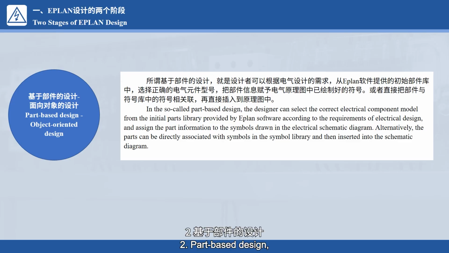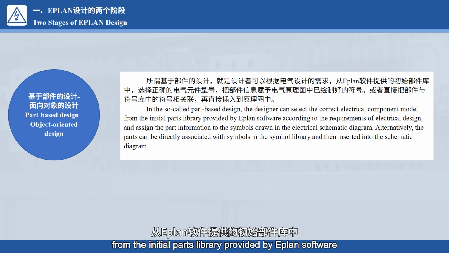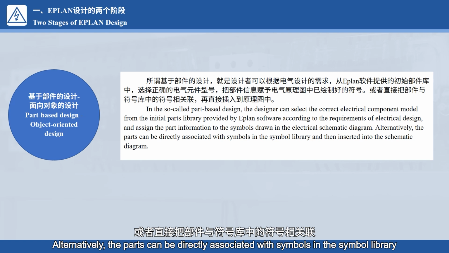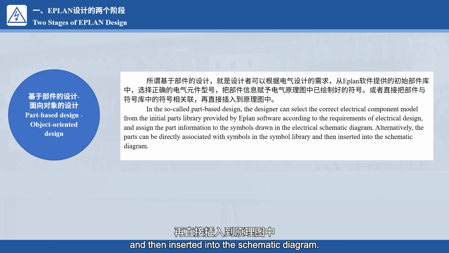2. Part-based design, also known as object-oriented design. The so-called part-based design means that the designer can select the correct electrical component model from the initial parts library provided by E-Plan software according to the requirements of electrical design and assign the part information to the symbols drawn in the electrical schematic diagram. Alternatively, the parts can be directly associated with symbols in the symbol library and then inserted into the schematic diagram.